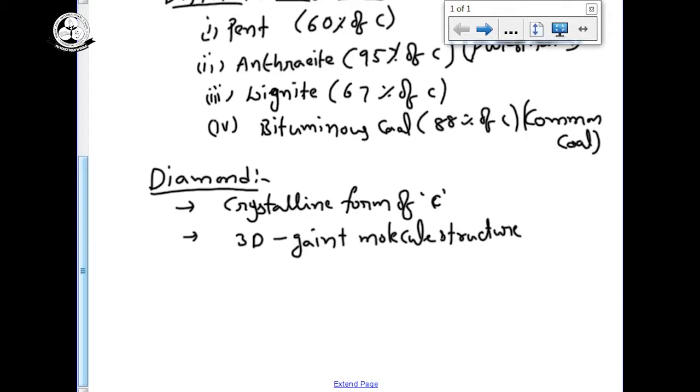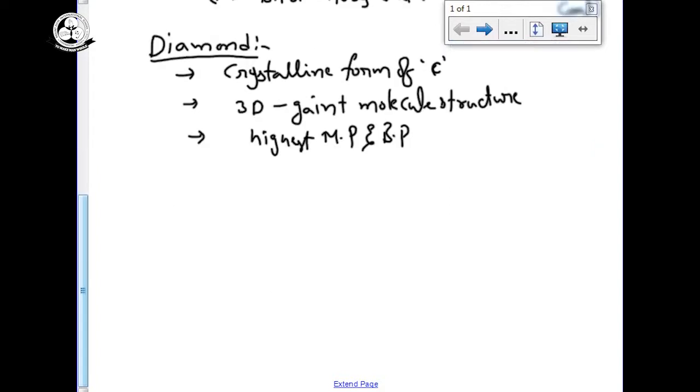We already know diamond is very hard. It has the highest melting and boiling points. Diamond is the hardest material on earth, and it has many uses, such as drilling rocks and cutting glass.